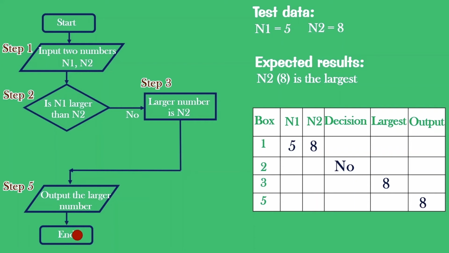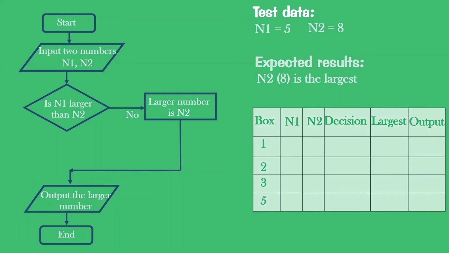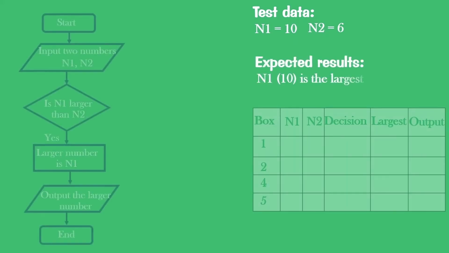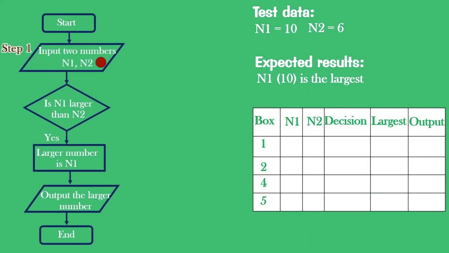Viewers, we are now going to test another set of data. Test data: n1 equals 10 and n2 equals 6. Expected result: n1 is the largest, which is 10. Step number 1, enter 10 in n1 and 6 in n2. Step number 2, compare if n1 is greater than n2. Is 10 greater than 6?